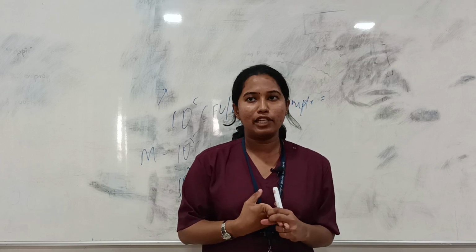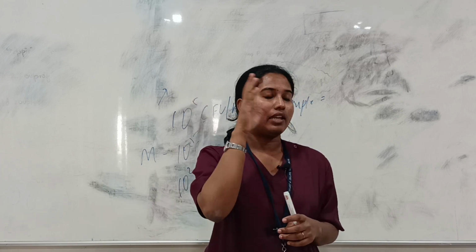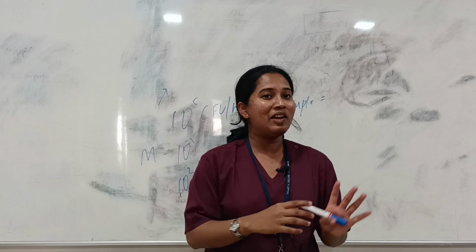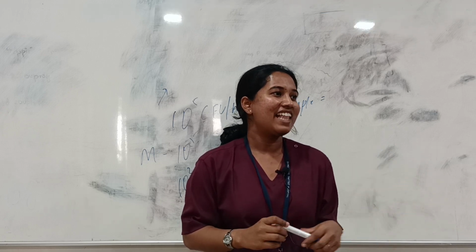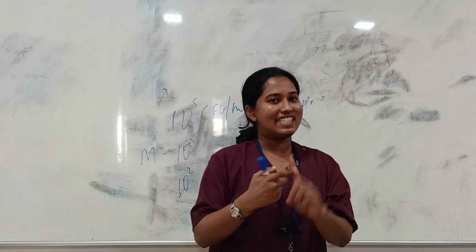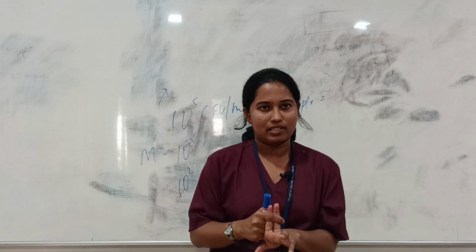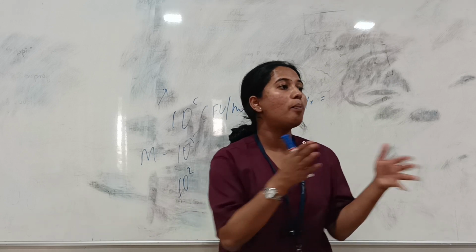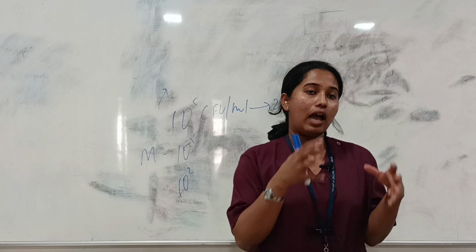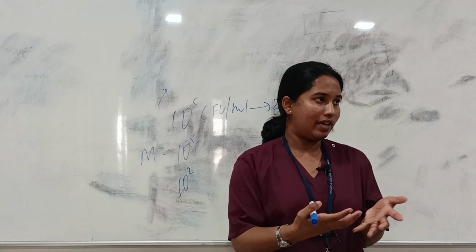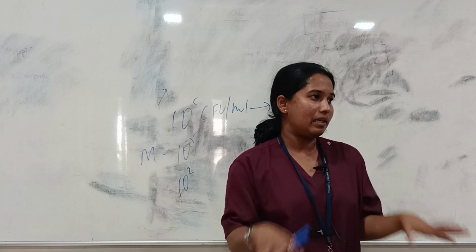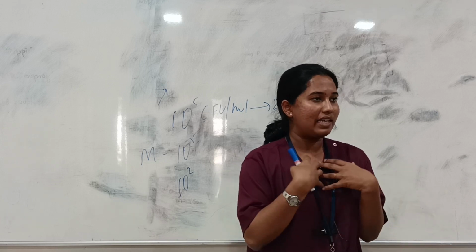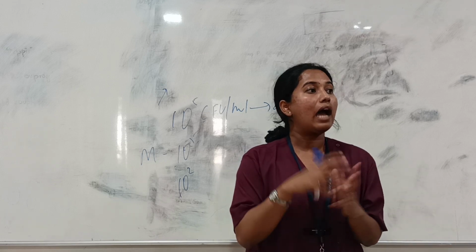Next is uncomplicated UTI. Uncomplicated UTI is of 2 types: uncomplicated cystitis and uncomplicated pyelonephritis. So how can you differentiate between complicated and uncomplicated UTI? Uncomplicated UTI is something which you develop when a patient is healthy. When a healthy patient develops the symptoms of UTI, that is called uncomplicated UTI.